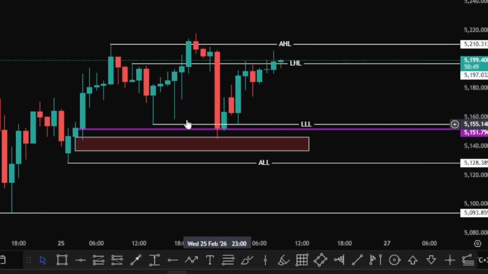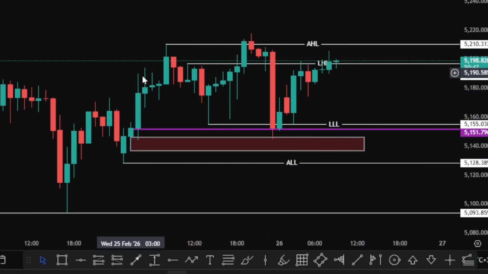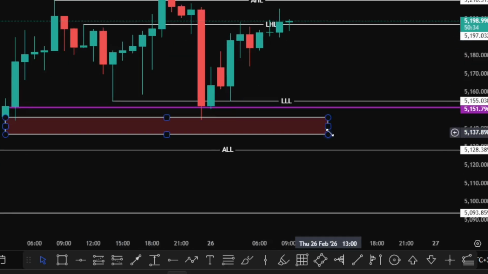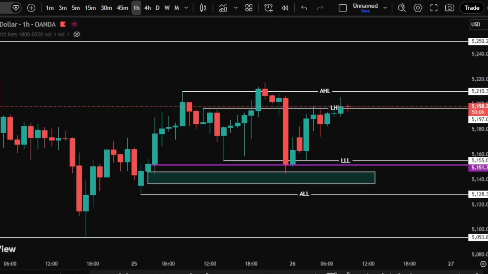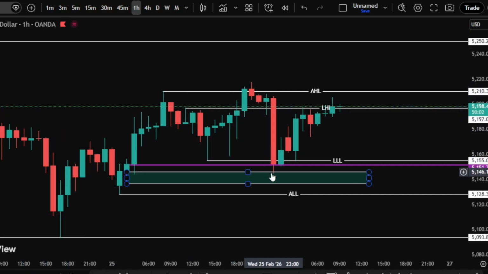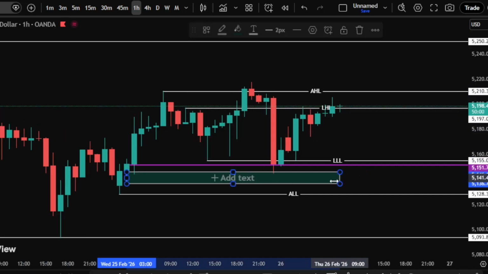So I got this entry using session liquidity. Okay, I waited for the Asian high to be grabbed here. I patiently waited for the Asian high to be grabbed, and we got a good sell around here up to this buy zone.